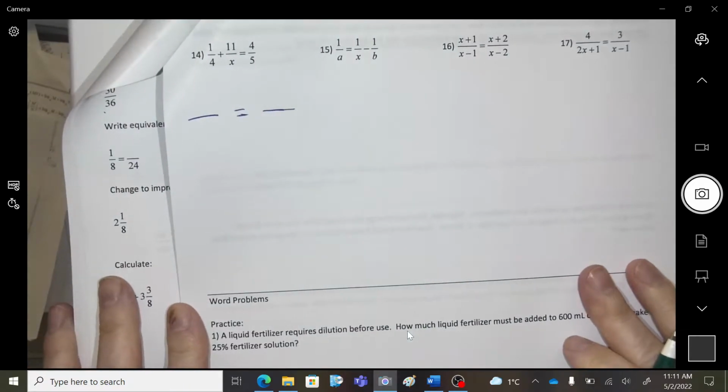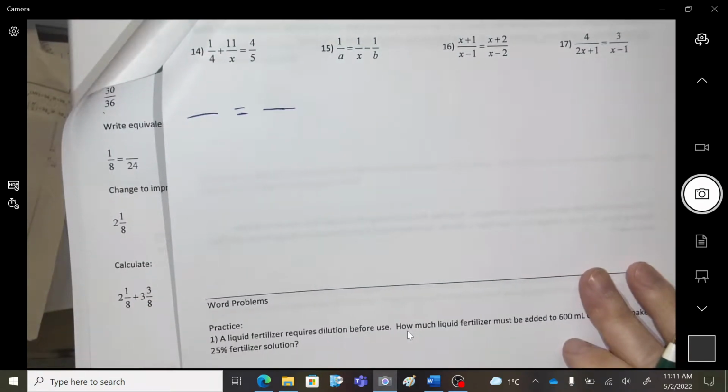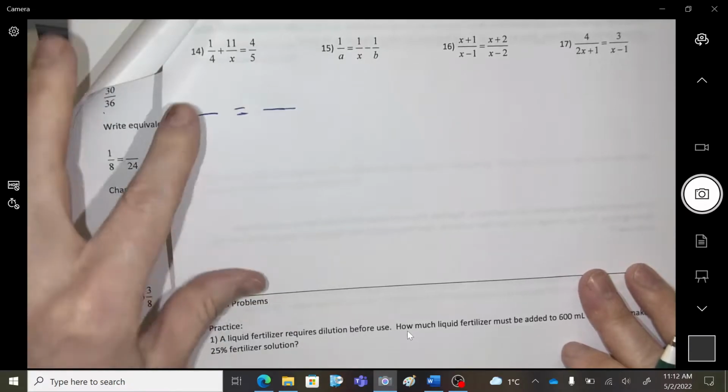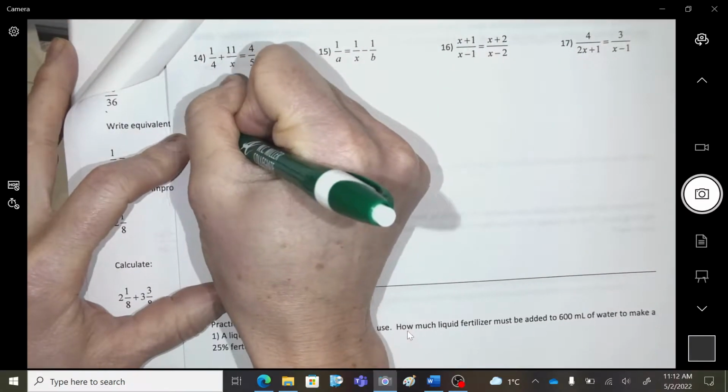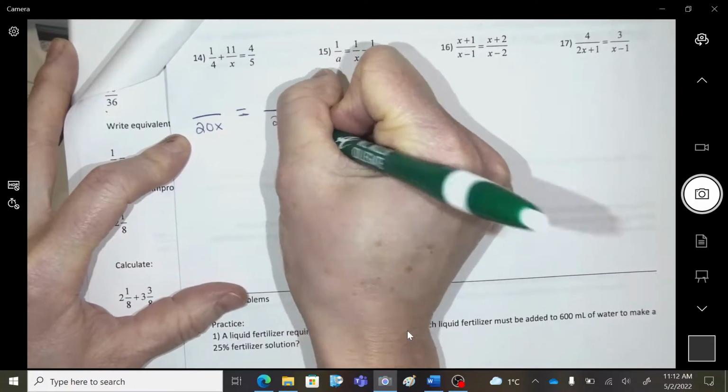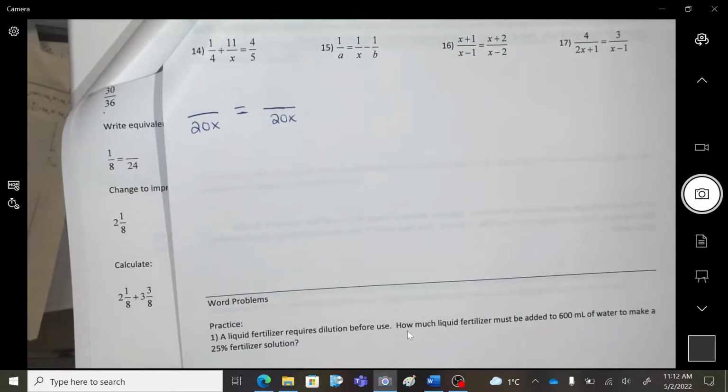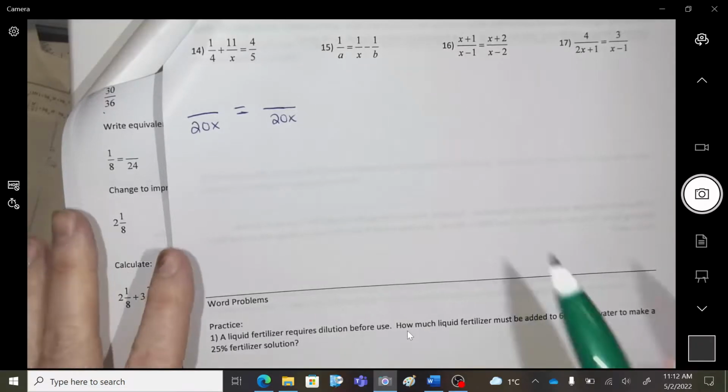I'm going to decide what common denominator I need. 20x is the pick. 20x is going to be the denominator I can fit the 4 into, I can fit the x into, and I can fit a 5 into. Okay, now we're going to go case by case here.